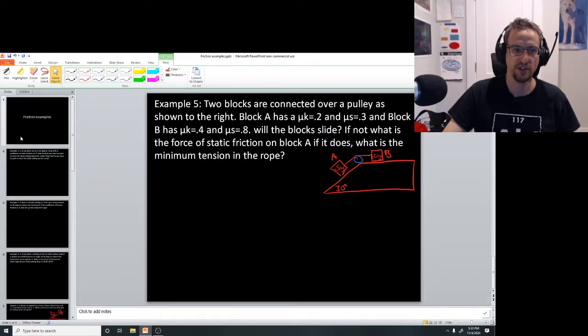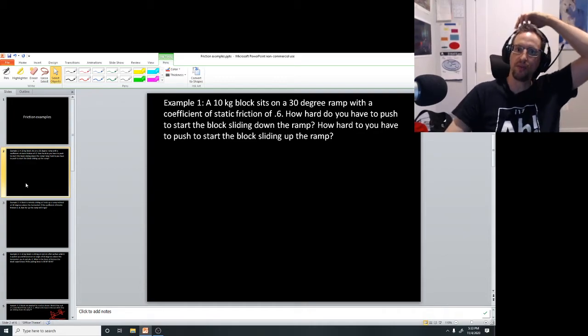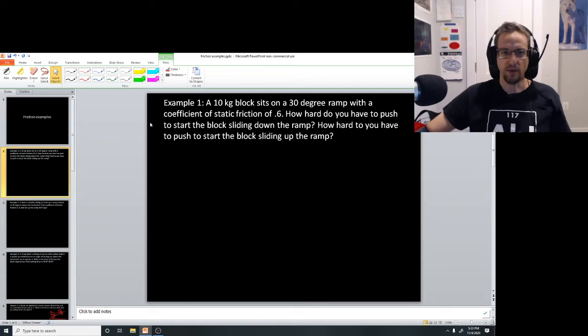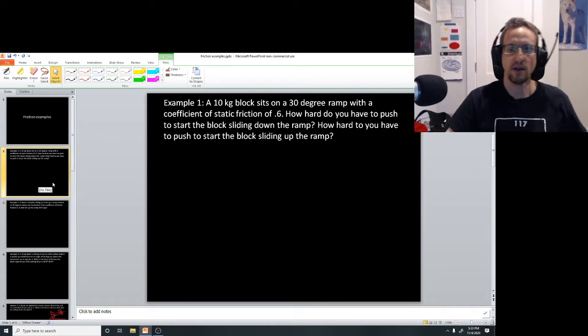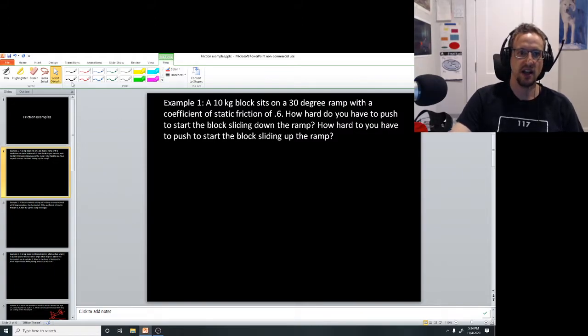All right, we got a bunch of friction examples to go through here. I got 5 of them, so this might be a longer video than normal. We'll see. Okay, so starting out, we got this first example. A 10 kilogram block is on a 30-degree ramp, with a coefficient of static friction of 0.6. How hard do you have to push the block to start sliding down the ramp?